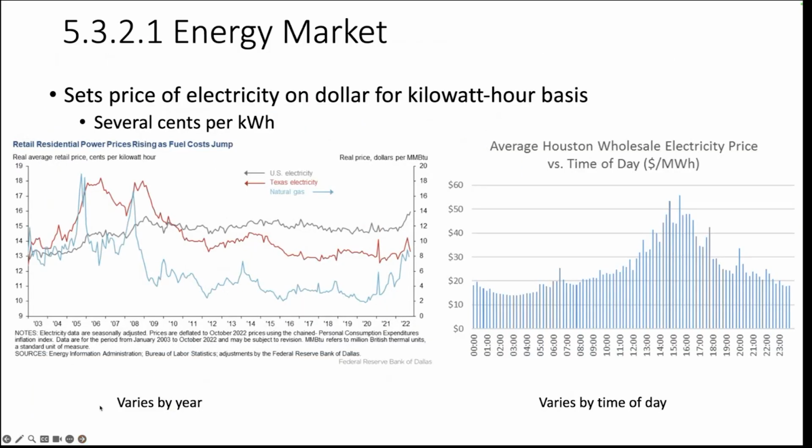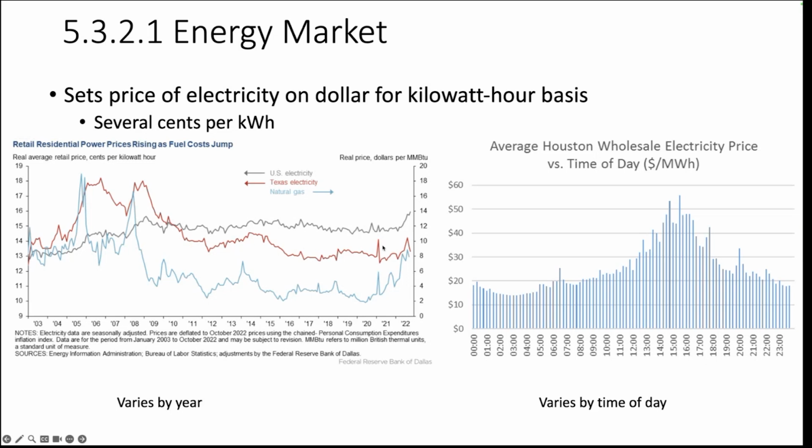So here, let's talk about the energy market. This sets the price of electricity on a dollar per kilowatt hour basis. We know it's several cents per kilowatt hour, and this varies by year, right? Here's US electricity costs. Here's Texas electricity costs. And then natural gas, which is not really pertinent to electricity here. And it is interesting that the Texas average electricity cost is lower than the national average.